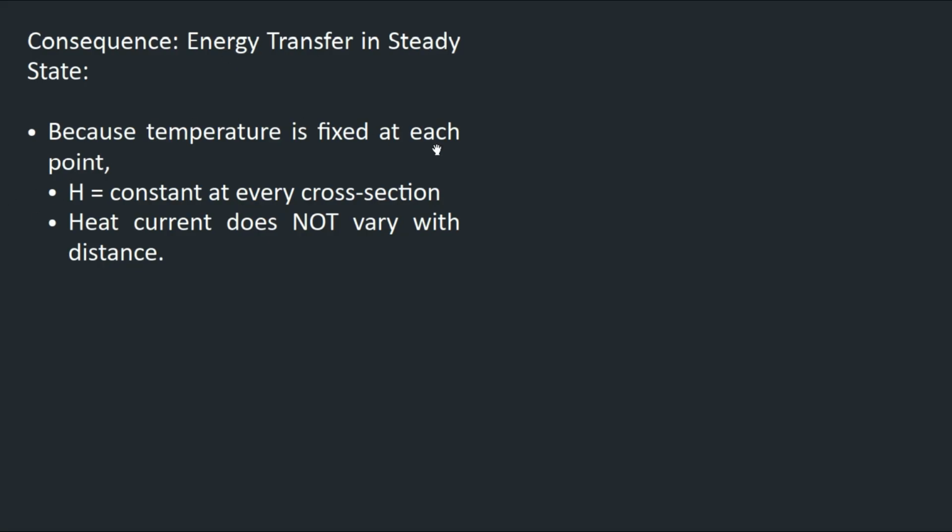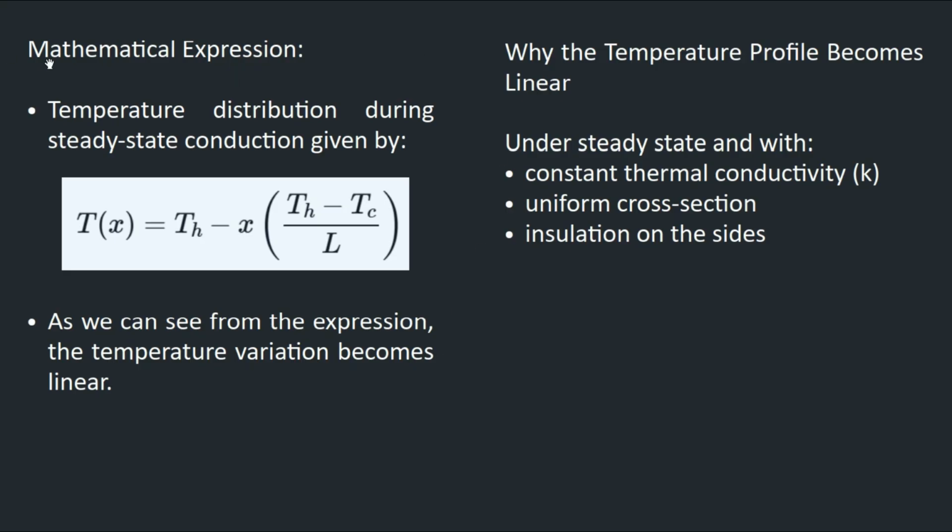Because temperature is fixed at each end, heat current is constant at every cross section. So heat current does not vary with time. Energy transfer is steady. Whatever energy comes from one end goes to the other end. There's no loss of energy per se. So mathematically, your temperature profile would look something like this. The temperature at the hottest place minus x times this temperature gradient will give the temperature, or the graph per se.